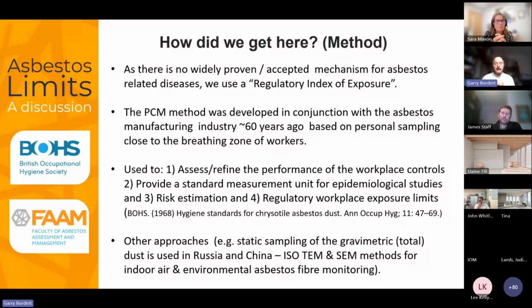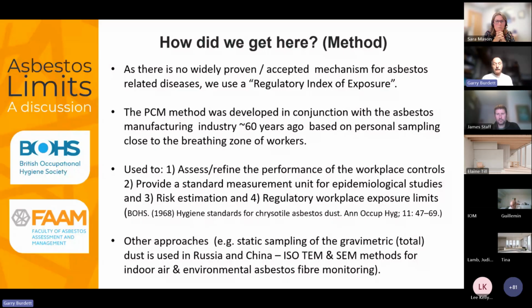The PCM method was developed 60 years ago with industry, and it's based on personal sampling on the lapel, which was quite revolutionary to assess what individual workers get exposed to. It really does four things. PCM sampling is used to assess and refine the performance of workplace controls, provide a standard measurement unit for epidemiological studies and therefore for risk assessments, and also we use it for regulatory workplace exposure limits.